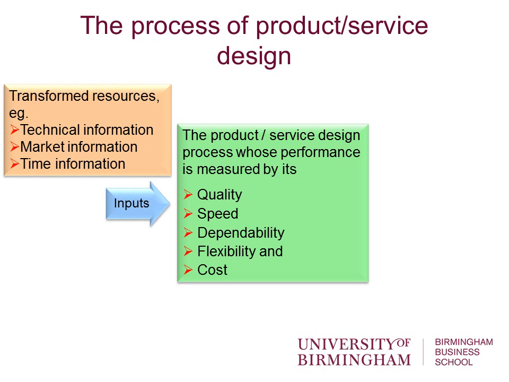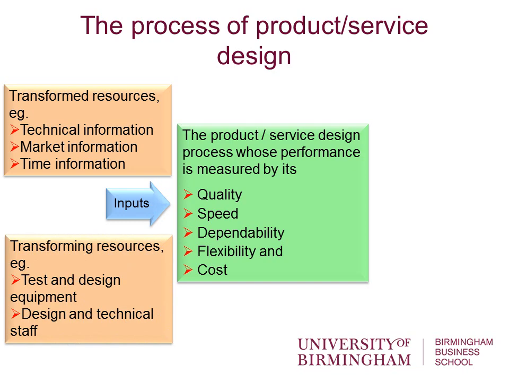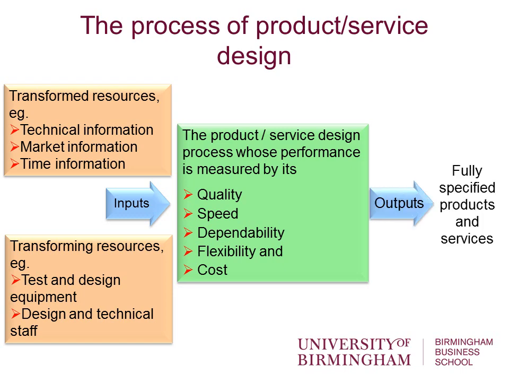We have inputs, which are transformed resources. This could be technical information, information about demand, and time information, how much time we have to get a product or service designed and into production or into delivery so that it can be consumed by customers and beat our competitors. And transforming resources: test and design equipment, design and technical staff who go through a transforming process. And at the other end we have the outputs, a fully specified product or service.